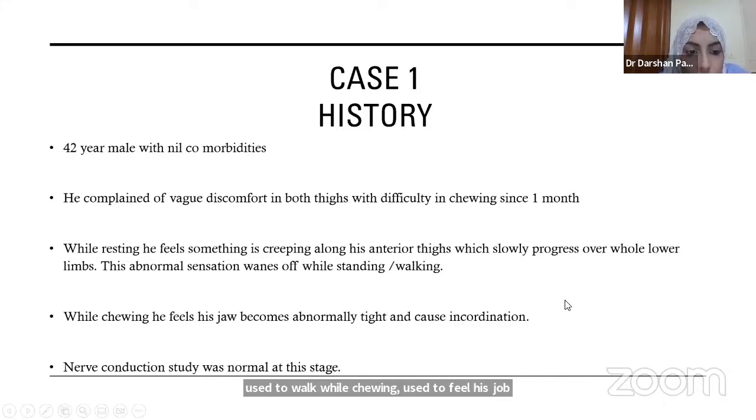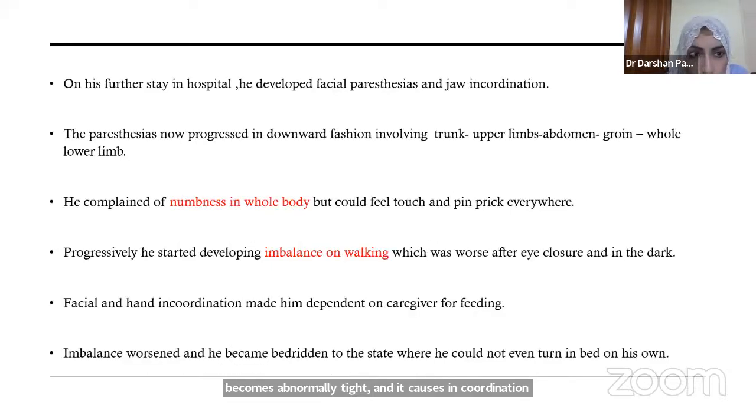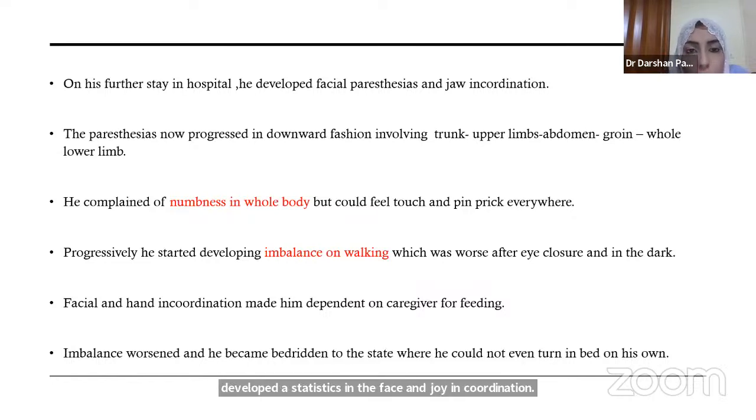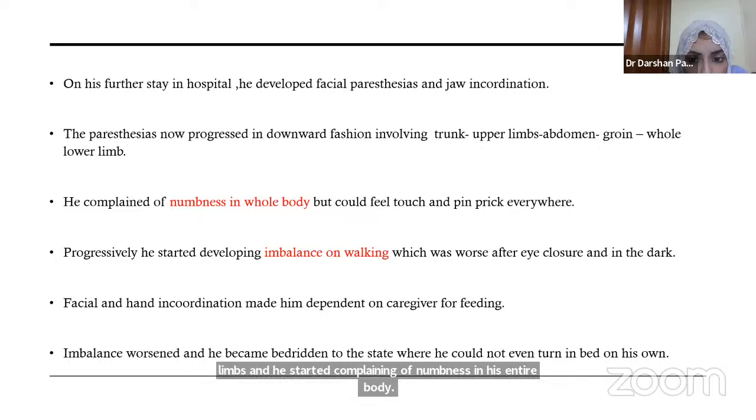At this stage, his nerve conduction studies were normal. Then, in his further stay in the hospital, he developed paresthesias in the face and jaw incoordination. These paresthesias started progressing in a downward fashion and involved the trunk, upper limbs, abdomen, groin, and entirely both lower limbs. He started complaining of numbness in his entire body, but he could feel touch and pinprick everywhere. He could differentiate between hot and cold water when he was taking a bath.